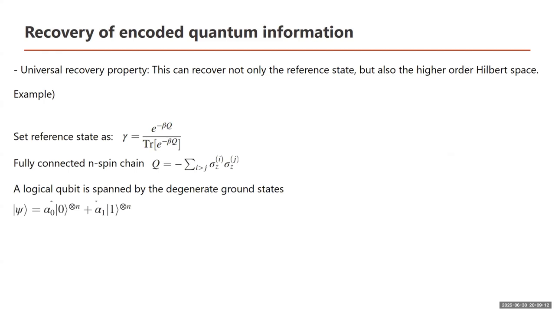For example, let's consider a fully connected n-spin chain expressed like this. Then we can let the logical qubit be spanned by the degenerate ground states shown like this, psi. And if we set the reference state as gamma in the expression like this, then after this, we can consider the bit flip noise after this encoding.